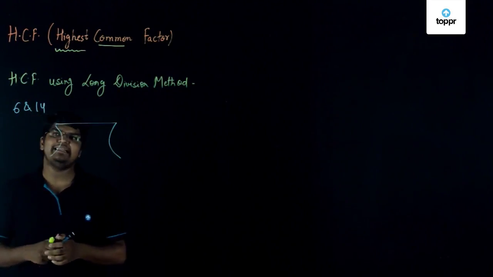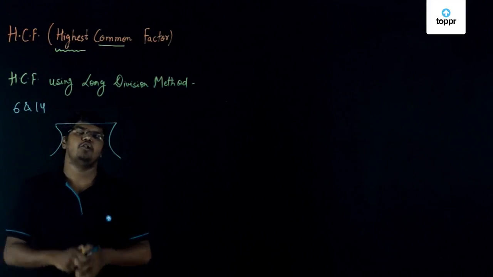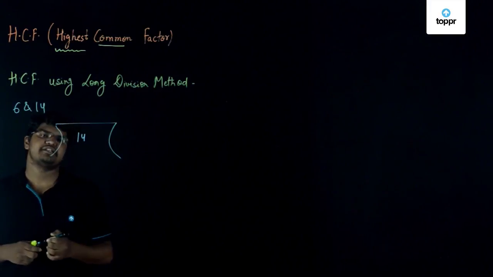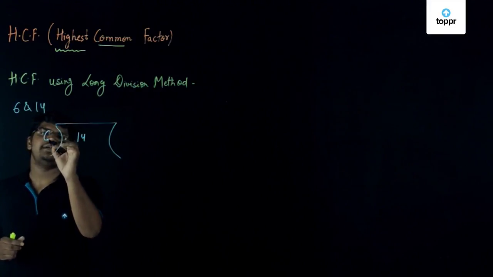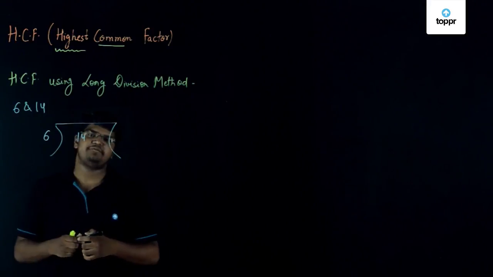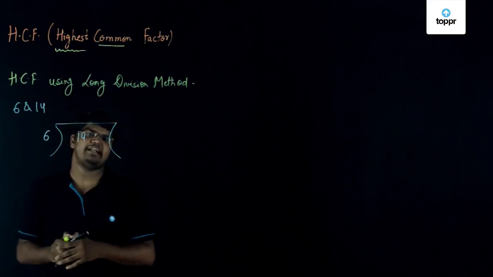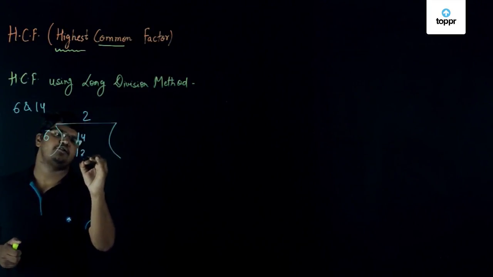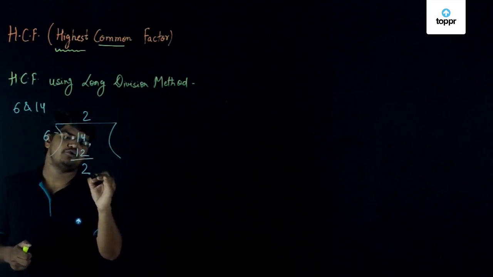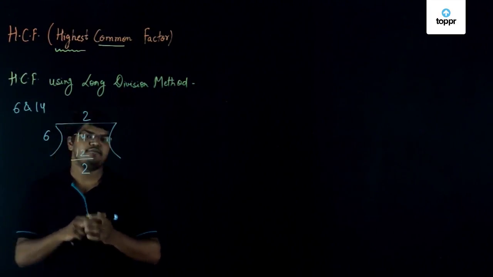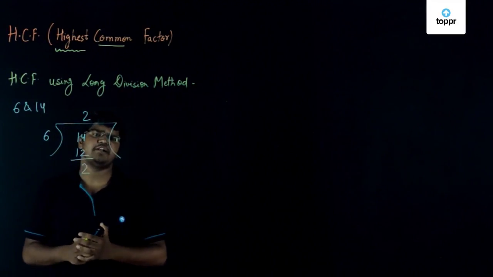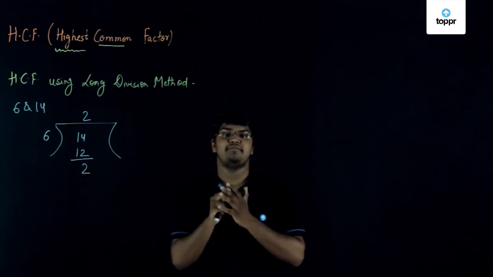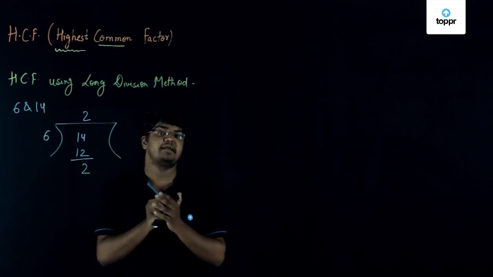Now if I have to find the HCF of 6 and 14 using the long division method, the greater number as usual will go under this division sign. Now this 6 will be our divisor and then we will proceed further. So when 14 is divided by 6, we obtain 2 as our quotient and we get 12. The remainder is 2 and this division continues further. But how is it going to continue? It continues till it reaches the point where the remainder becomes 0.